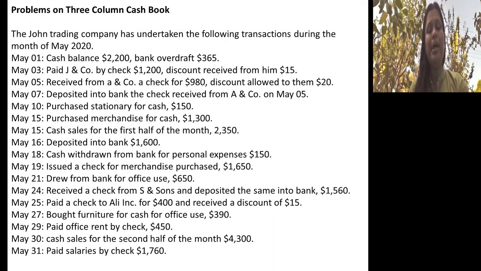Next one, deposited into the bank the check received from AN Company on 5th May. As and when we received the check from AN Company, as we had not deposited it, we treated it as cash received on the 5th. Now we are depositing, so as we treated it as cash received, cash reduces to that extent and bank balance increases. When cash reduces, the cash account should be credited. When bank balance increases, the bank account should be debited. So this transaction will appear on both sides of the cash book, once in the cash column and the other side in the bank column. So it's a contra entry.